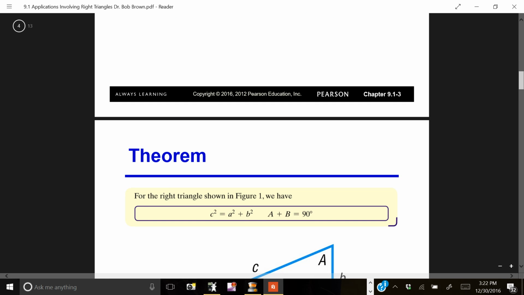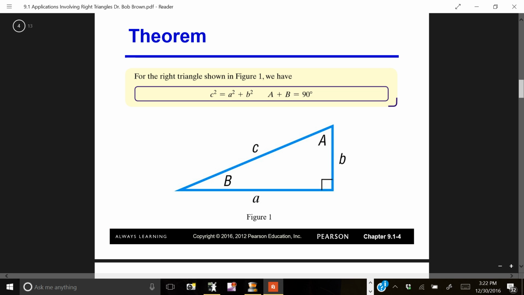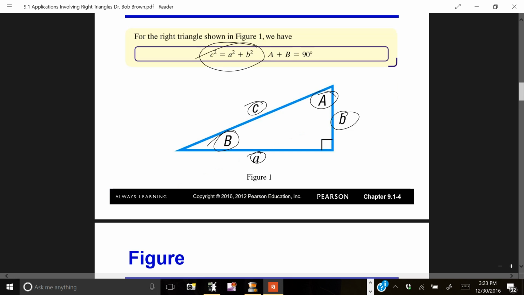Solving right triangles. First of all, we need to remember the Pythagorean theorem, that given a right triangle, c squared is equal to a squared plus b squared, and that also the two angles other than the 90-degree right angle have to add up to be 90 degrees. So a plus b is 90 degrees.